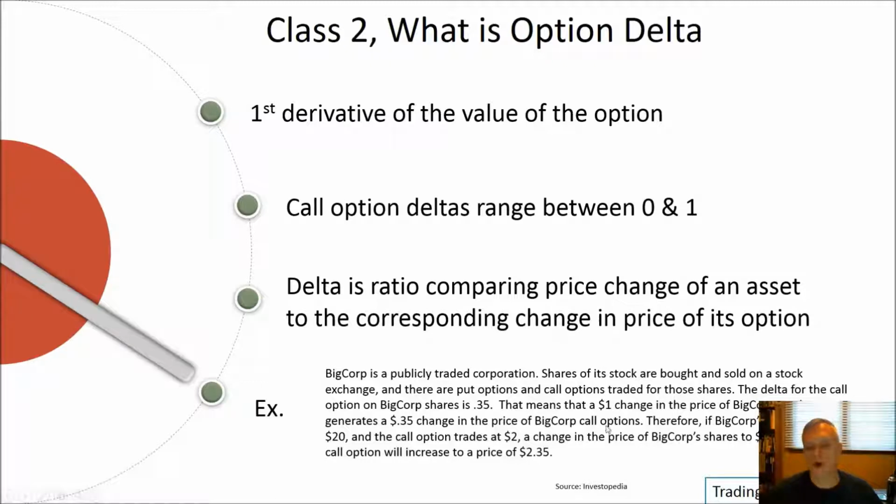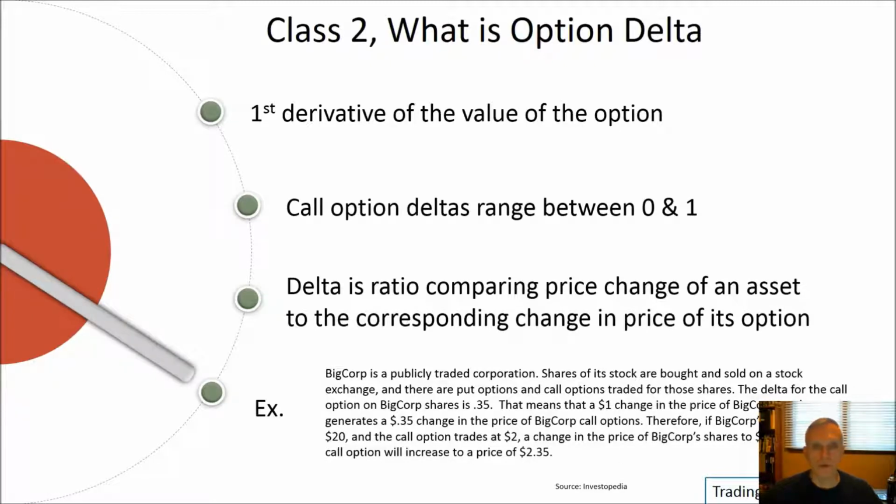Big Corp call options. So again, in this example, if Big Corp's shares are trading at $20 and the call option trades at $2, so $2 would be the ask, that would be what we were trying to buy the call option at. So if we get it for $2 and the shares of Big Corp move up by $1, then the change in the price of Big Corp's shares by $1 will increase the price of the option from $2 to $2.35.